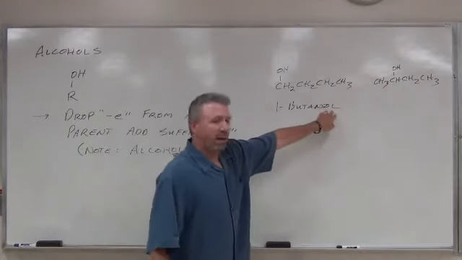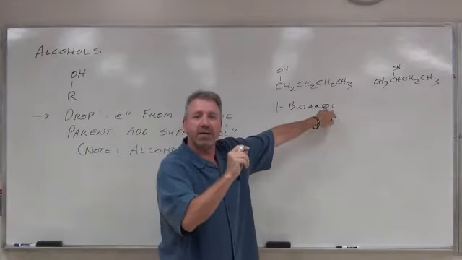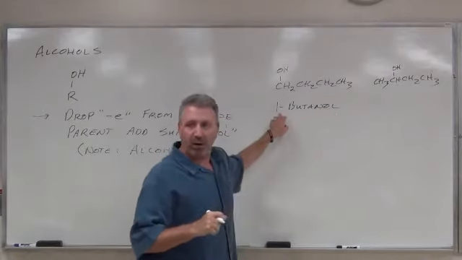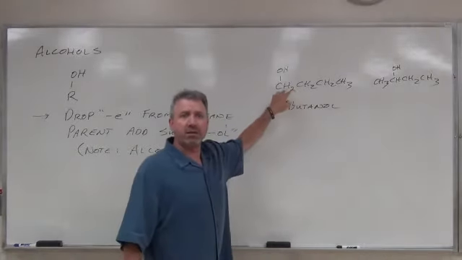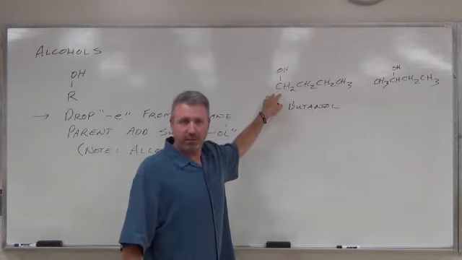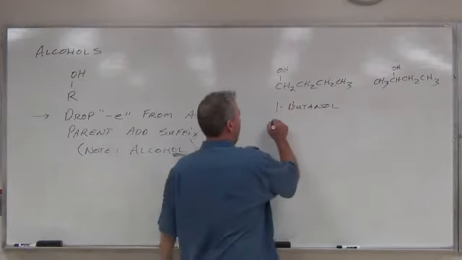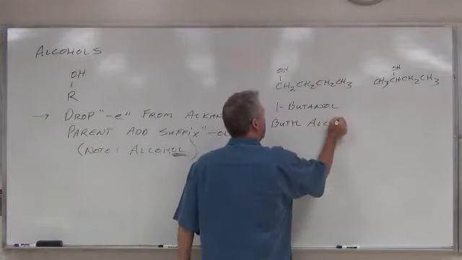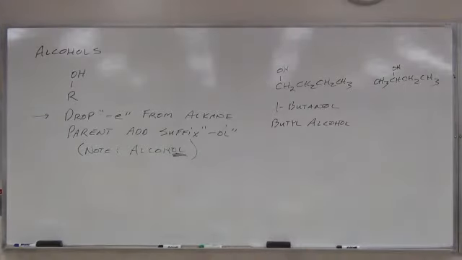Notice, -ol, that's alcohol, OH group. I have a butane, 4-carbon, with an OH group on carbon number 1. Alternatively, you could call this butyl alcohol. Although I don't think we'll probably go that high. Probably stop at propyl and isopropyl. But they do exist.